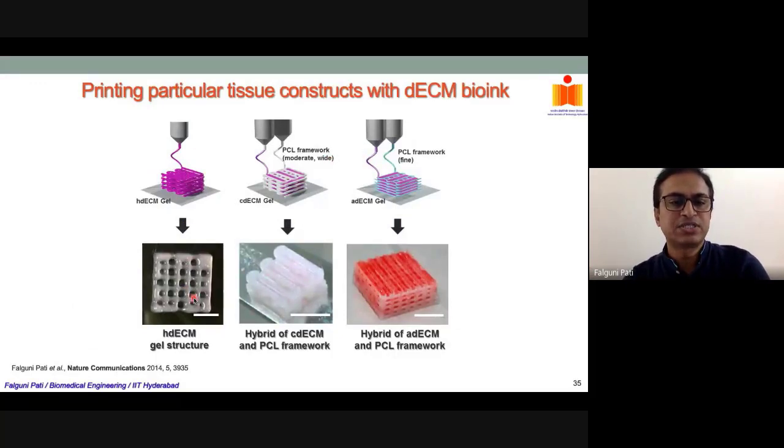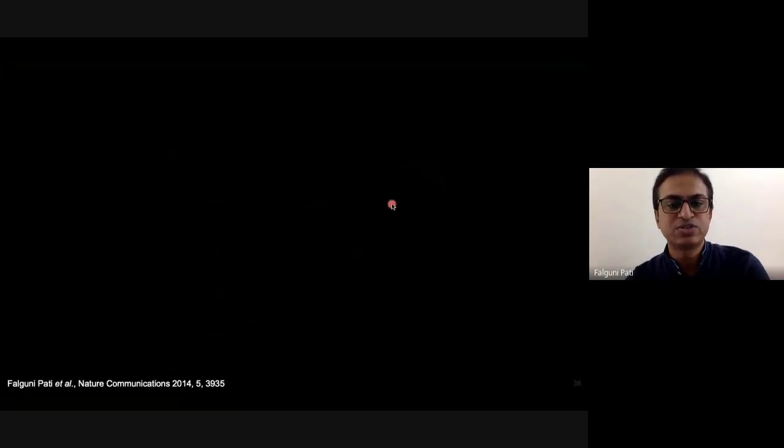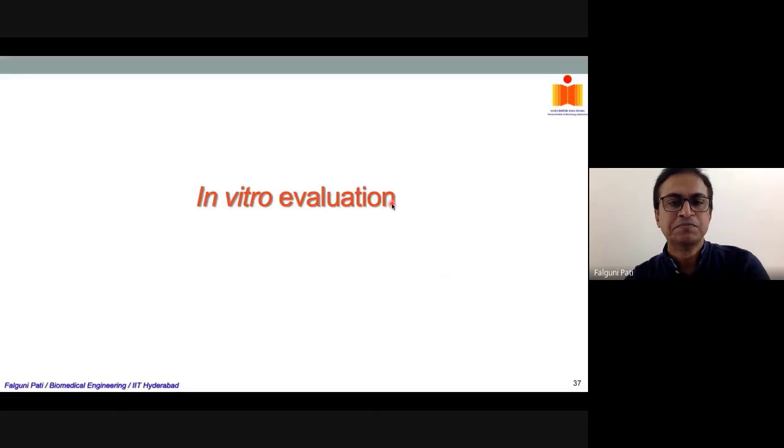Like this is the printed structure with all the hydrogel. Also, as I already mentioned, with the hybrid printing concept, the PCL, the thermoplastic polymer, is used to print the framework, and then we have printed the hydrogel in every gap between these things. So the cells can be encapsulated within the hydrogel, and the PCL can be used as a template. So that's how we printed. So this is a video from our own work.